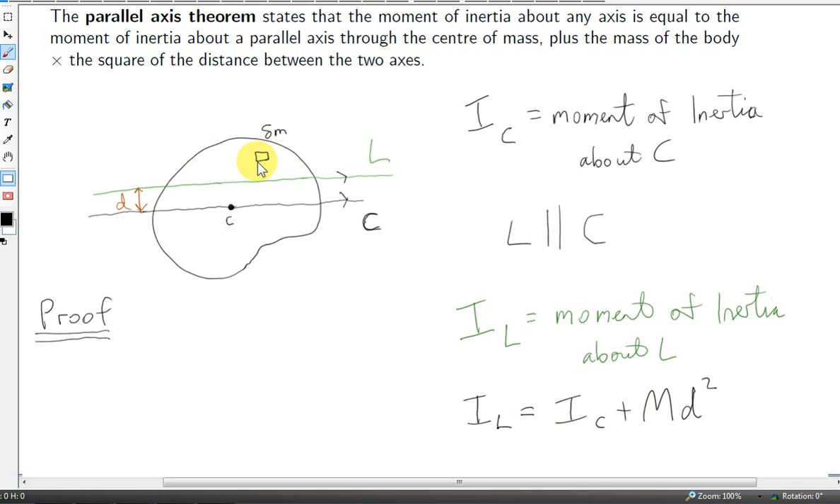To prove this, let's take a mass element delta m and get its moment of inertia about both of these axes. Let's suppose the perpendicular distance of this mass element to the axis through the center of mass is r.